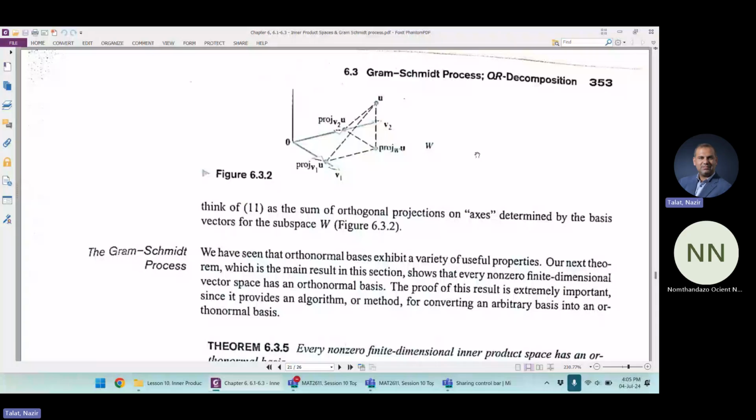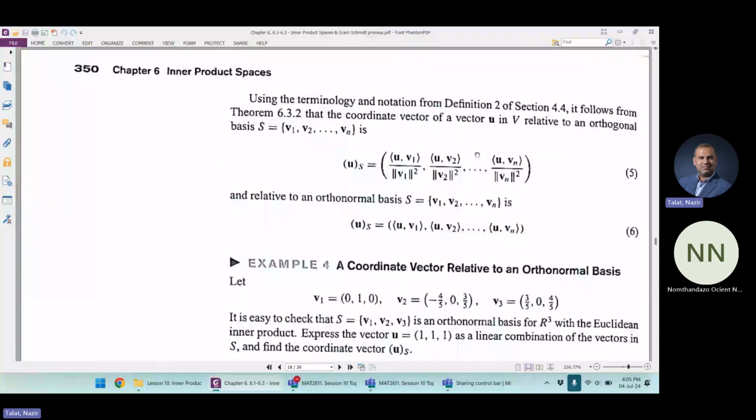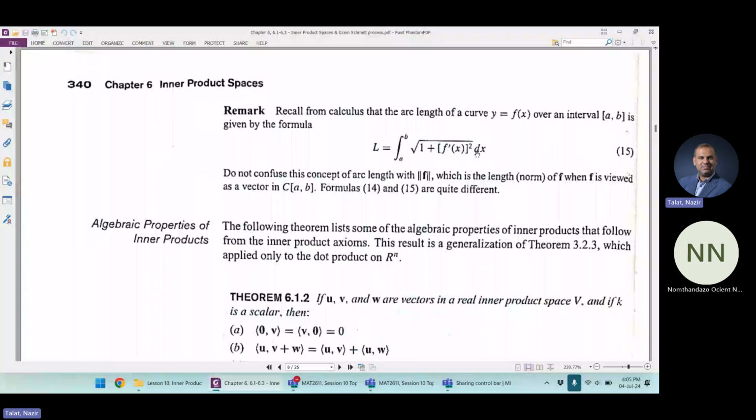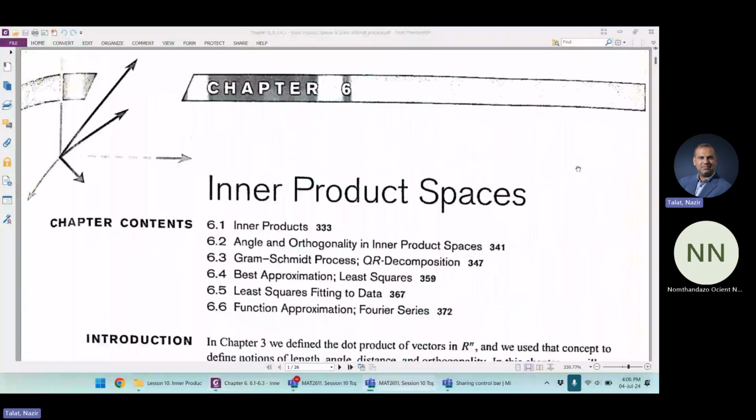Dear student, in today's topic, we will discuss inner product spaces, and also we will study the Gram-Schmidt process, which is generated by the inner product for getting the orthonormal basis. So first of all, the inner product.